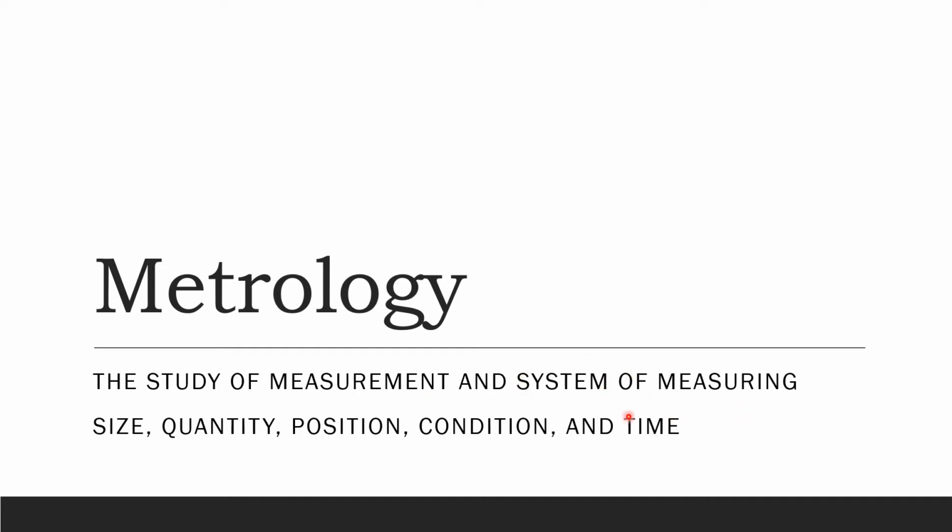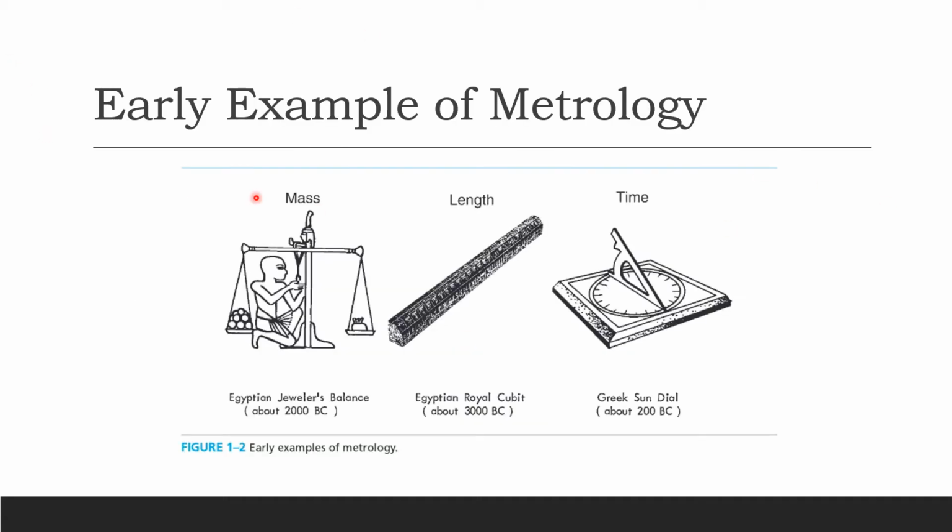We call that the system of measuring. So what are we measuring? We're measuring the size, quantity, position, condition, and time. So these are just the early examples of metrology.